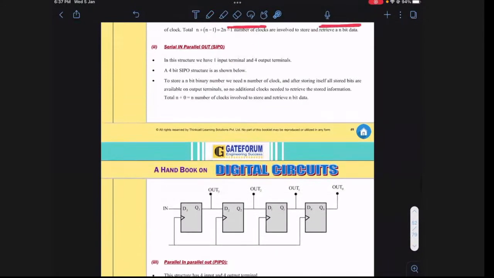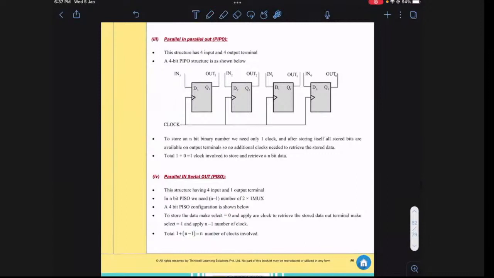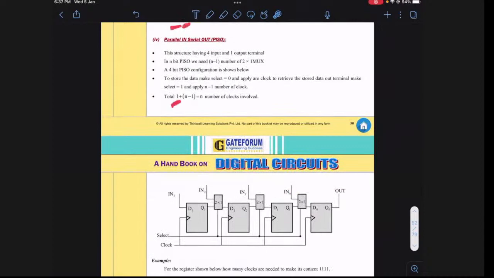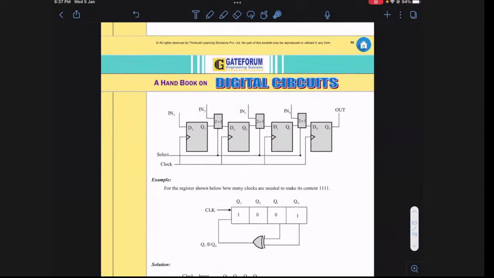In case of SIPO, serial in parallel out, you need n clocks to store and 0 clocks to take out. Next, in PIPO, you need only 1 clock to store and 0 clocks to take out. And in PISO, you need 1 clock to store and n minus 1 clocks to take out. Although they haven't asked this in the GATE exam, who knows, they may frame some match-the-following kind of cases, and in that case this information might be helpful.